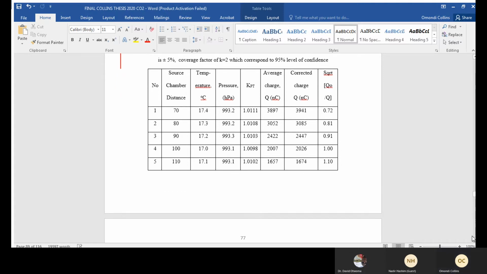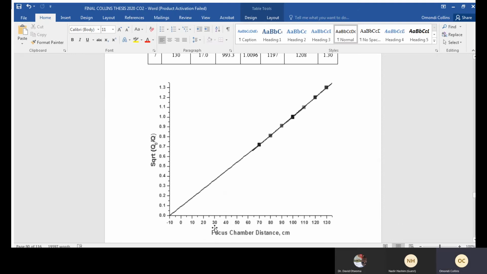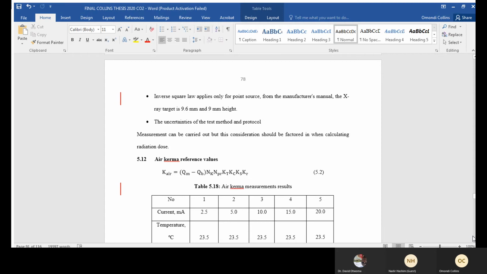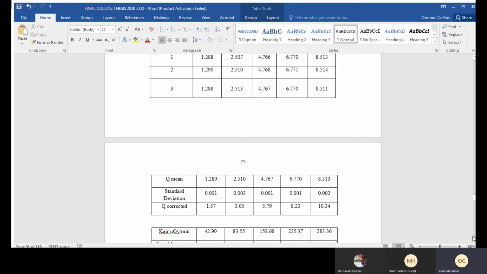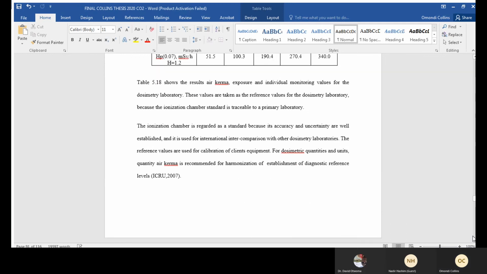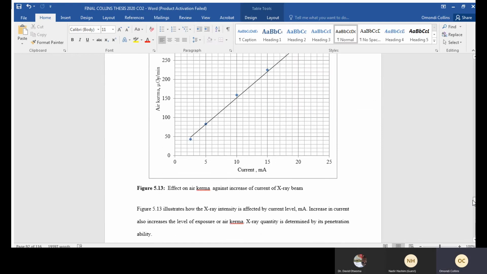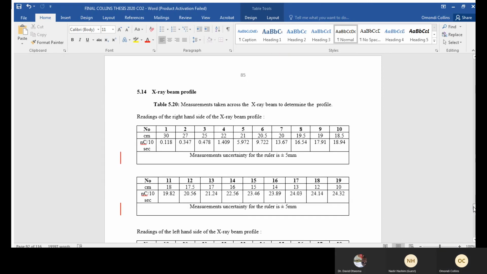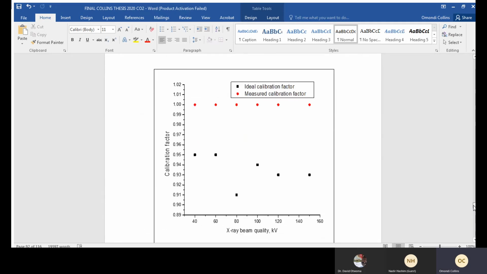Then I plotted the distance. But the figure that I want to show is this one. I think there's a mix-up. This figure should come. Sorry, this was for the profile.